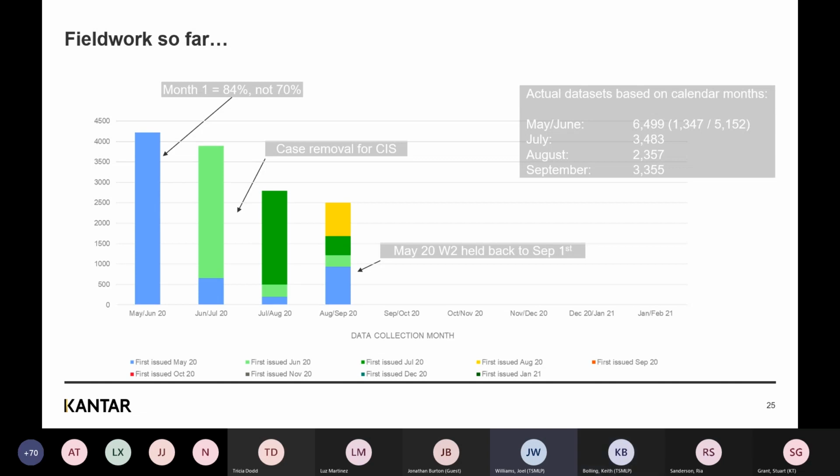There's also that the data sets themselves are produced based on calendar month, so in terms of their actual interview, May and June, we had about 6,500 completes. Most of those in June, over 5,000. July was 3,500, and August quite a lot lower, mainly because we front-loaded so much of that first month, and then it picks up to September. Our modelling going forward suggests that we will hover around the 3,000 or so mark for the remainder of the year, but it was obviously a little bit bumpy in the first few months. Next slide.